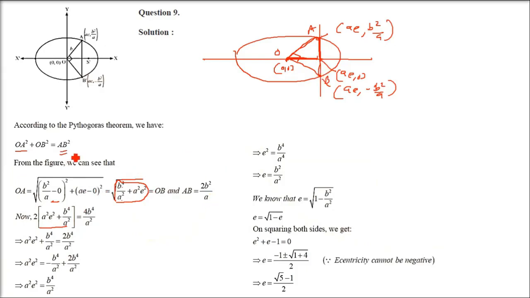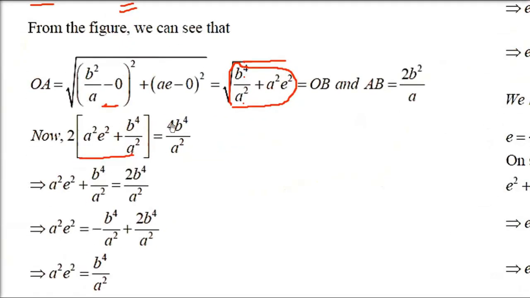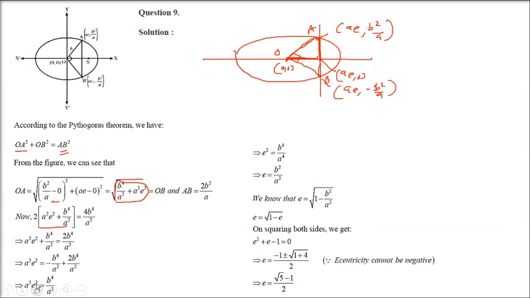So we are squaring it. 2b square by a squared is 4b to the power 4 by a square. Now see here. Multiply 2 inside if you want. And then you see this b to the power 4 by a square goes on the right hand side. So 4b to the power 4 by a square minus 2b to the power 4 by a square is equal to 2b to the power 4 by a square. So you are going to get a square e square as b to the power 4 by a square. From here you can get e square.